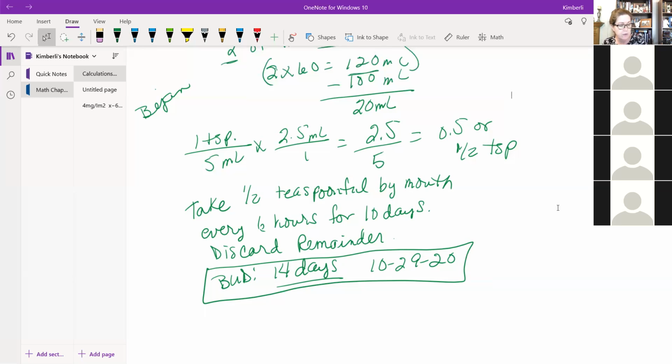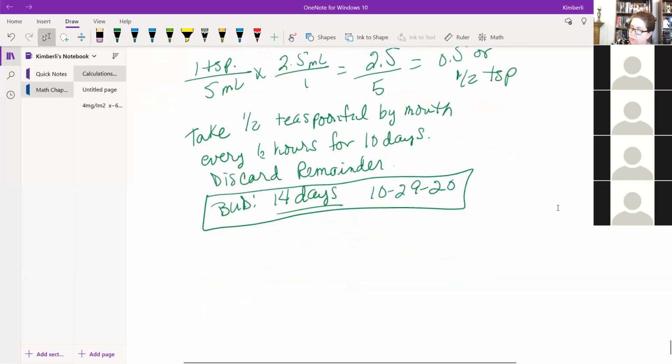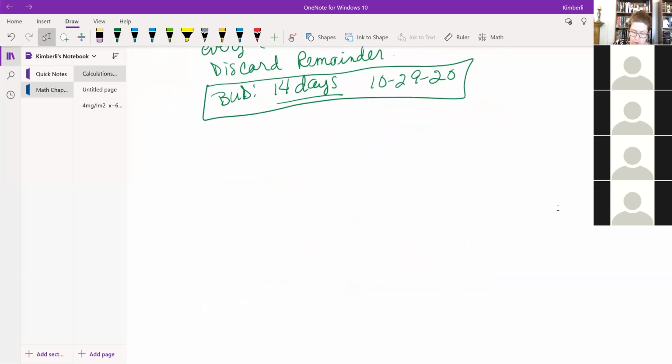Okay, the rest of this chapter gives you some of the similar type things for patches, and it gives you labels or prescriptions. So let's look at number 3 on page 290.